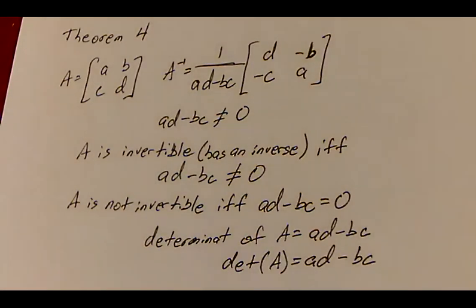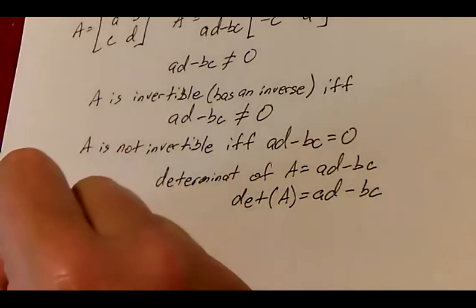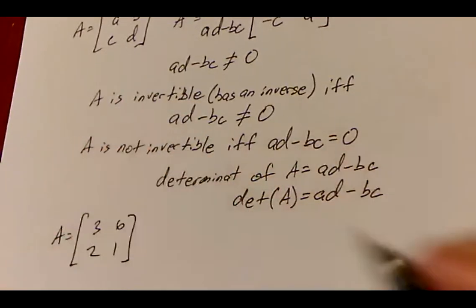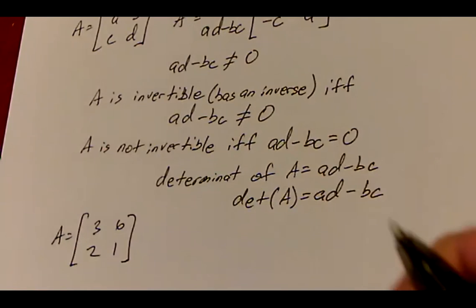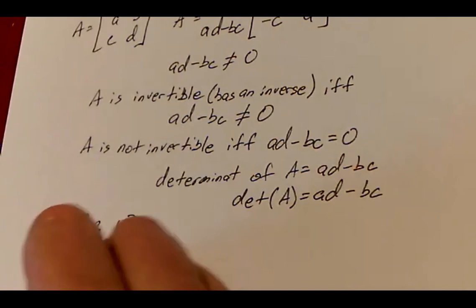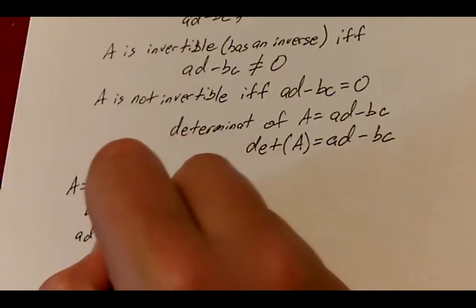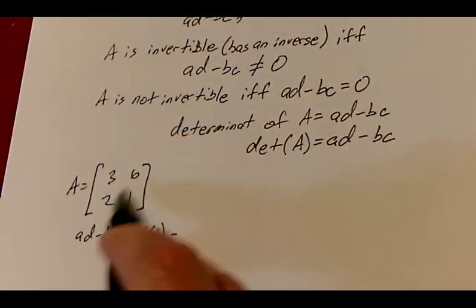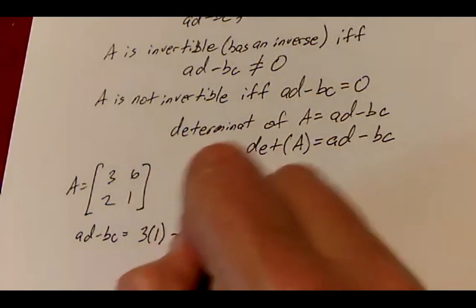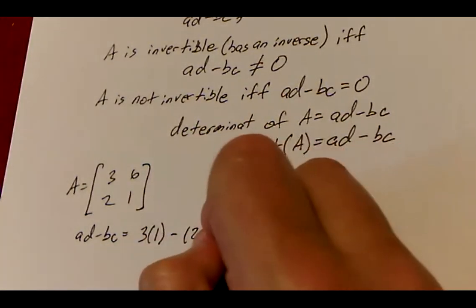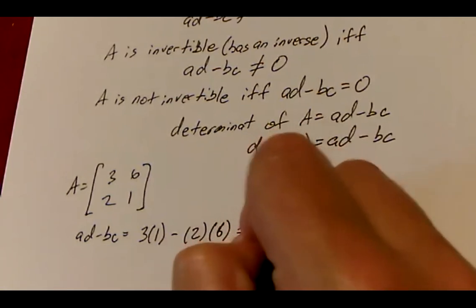All right, so let's use our newfound methods to find an inverse. I'm going to have a matrix A. My matrix A is going to be 3, 6, 2, and 1. 3, 6 first row, 2, 1 second row. So let's do AD minus BC. That's going to be 3 times 1. AD is the first diagonal, so we're going across the diagonal here, down the diagonal. So 3 times 1 minus 2 times 6. Now you do have to be careful with the sign, positive or negative. Make sure you're careful with that when you add this up. So this is 3 minus 12. This is a negative 9.